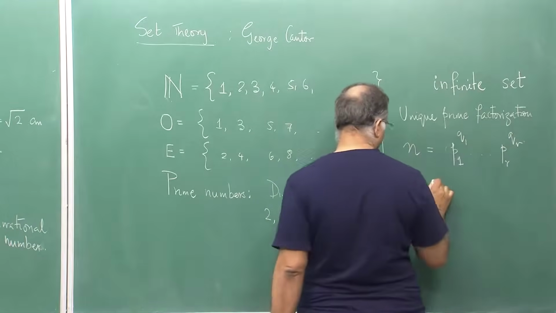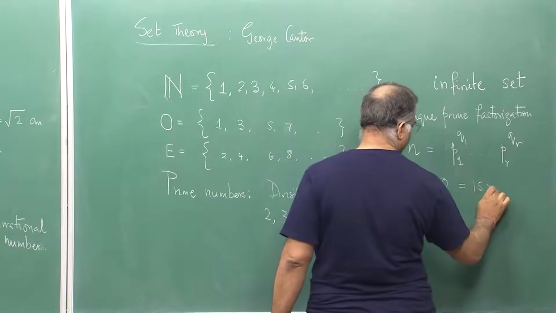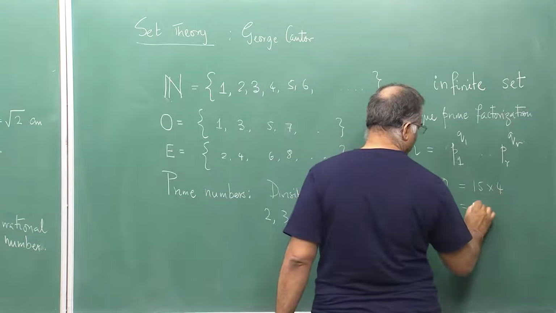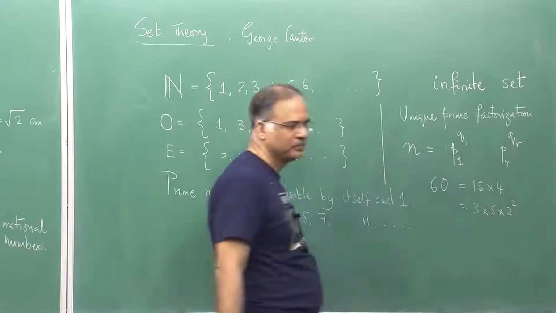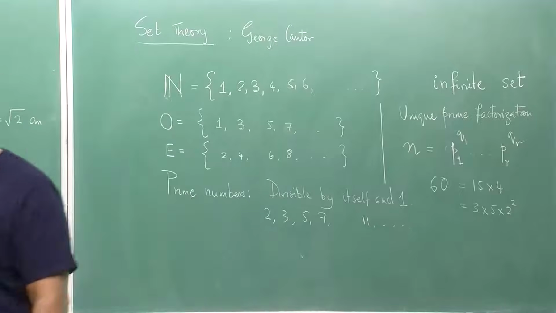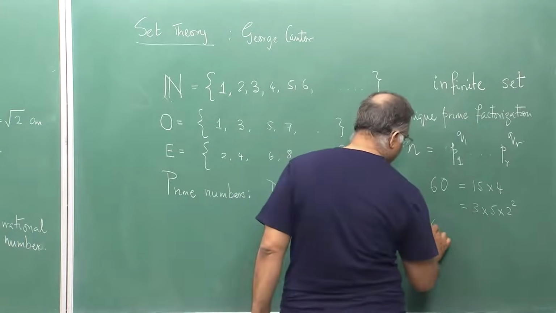You can form, for example, 60. 60 is 15 into 4, 15 is 3 into 5 and 4 is 2 square, that is it. So, all the factors are prime. And this representation is unique. Now, suppose I had considered 1 to be a prime number, then 60 could have this representation.